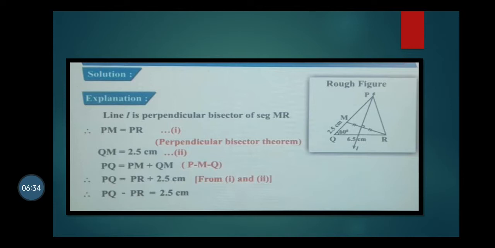QM is equal to 2.5 centimeter. Let's give that equation 2. PQ is equal to PM plus QM. Reason, P-M-Q. Substituting the values, therefore, PQ is equal to PR plus 2.5 centimeter. Therefore, PQ minus PR is equal to 2.5 centimeter.